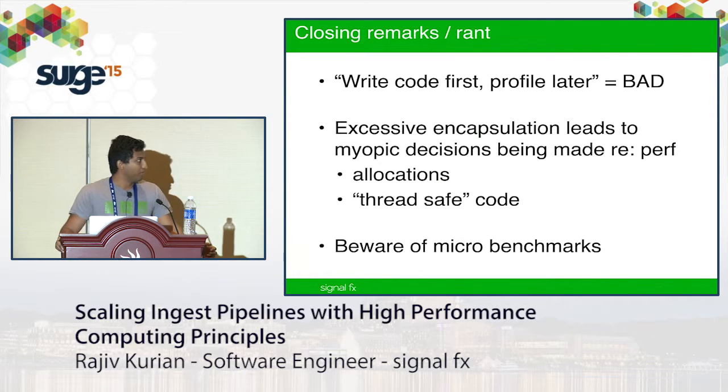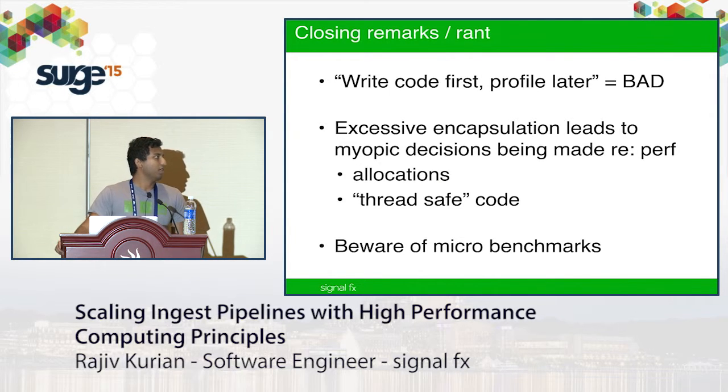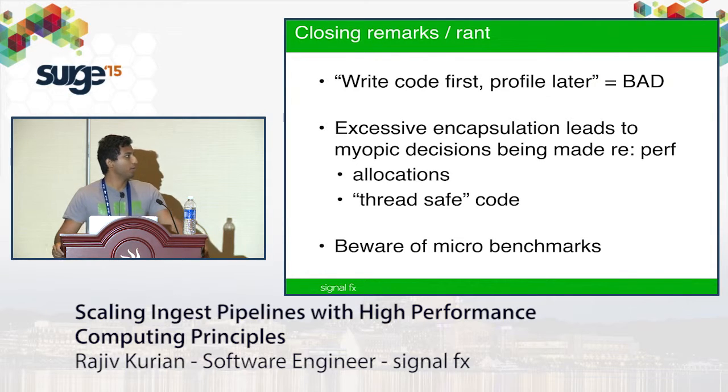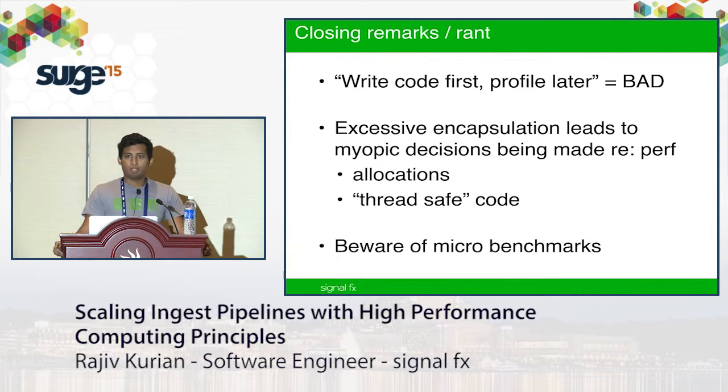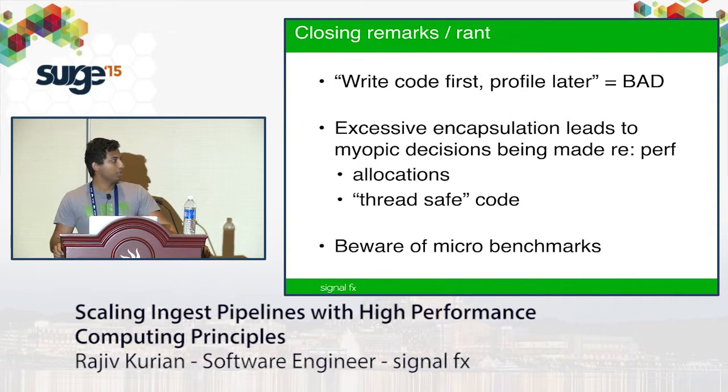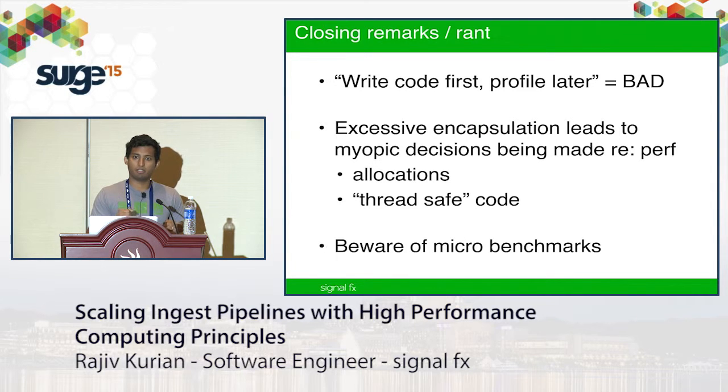Second point, a little bit of a rant against object-oriented programming. This works for the most part, but object-oriented programming leads to myopic decisions being made, especially when it comes to performance. We just don't know how our libraries are going to be used, so we make them super generic. We do allocations because we don't know the lifetime of the objects that we're returning. We write thread-safe code because we don't know what threads our library is going to be called from. So we make a lot of low-level decisions in a place where we really don't have enough knowledge.